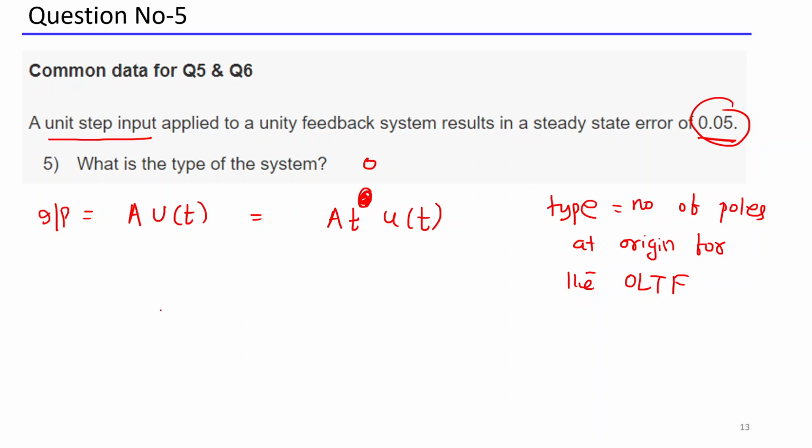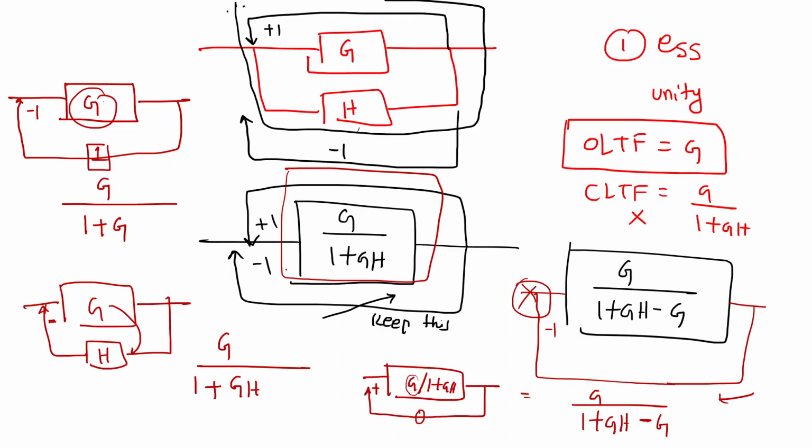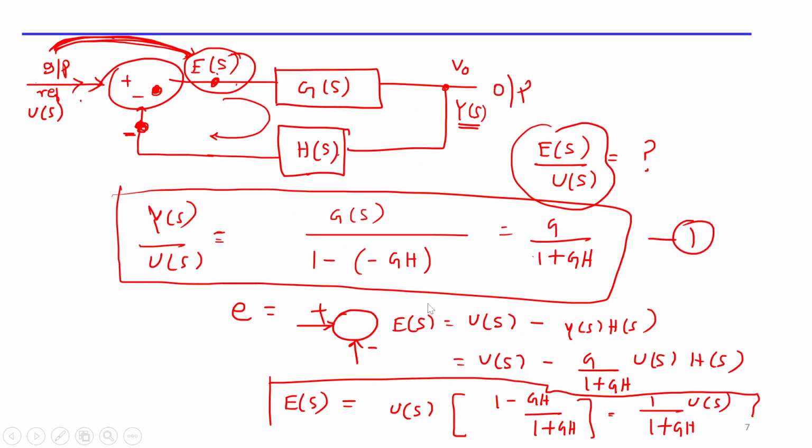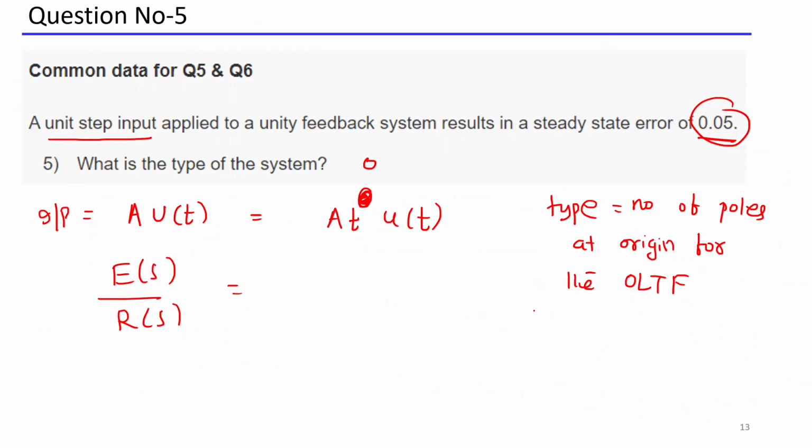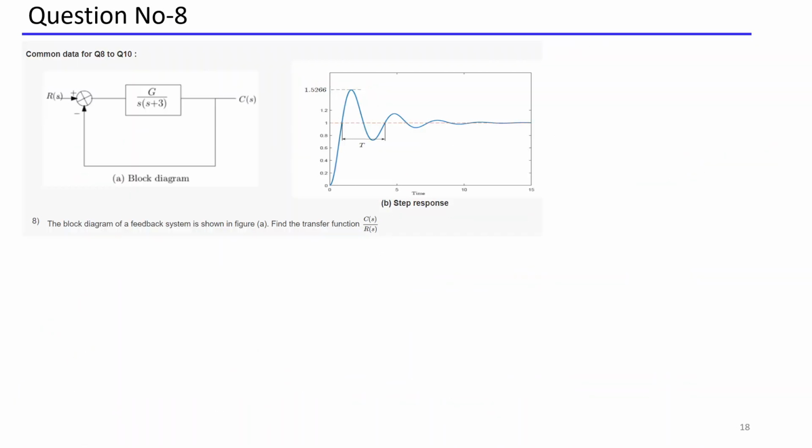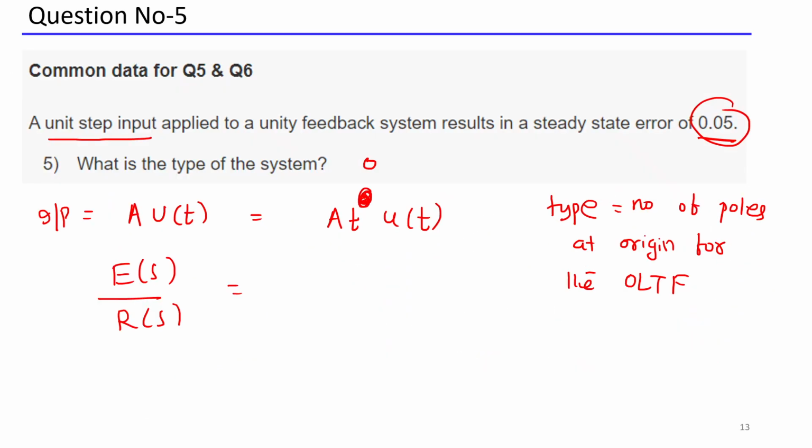Because why I'm using these techniques to solve the problem? See, sir, I'm not finding out E(s) divided by R(s), which I told you in this class. How do you find out E(s) divided by R(s)? Either you can find out the output transfer function, then subtract U(s) minus Y(s)H(s), and you'll get 1 by 1 plus GH. Otherwise, those people who are very smart will directly find out E(s) by U(s) as 1 divided by 1 plus GH. So how much time will it take to solve the problem? I don't want to solve the problem like that, so that's why I'm suggesting a method.